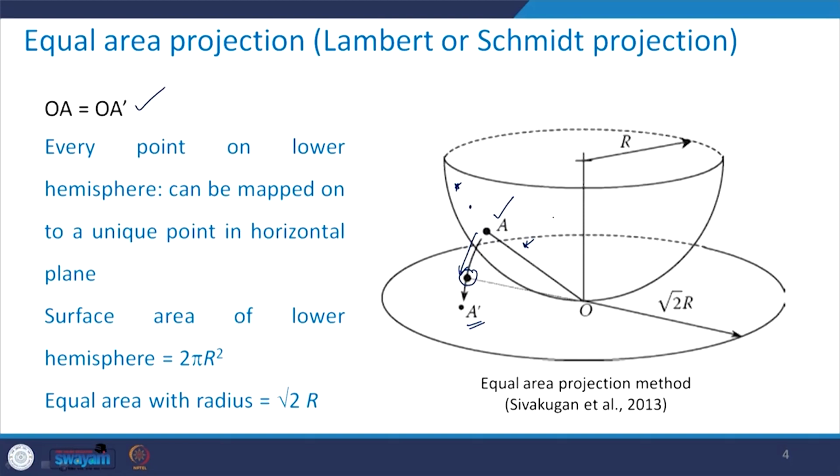Now, this can be taken as an example: you have an orange, take off its peel and just spread it on a horizontal plane. So, it is exactly the same thing.